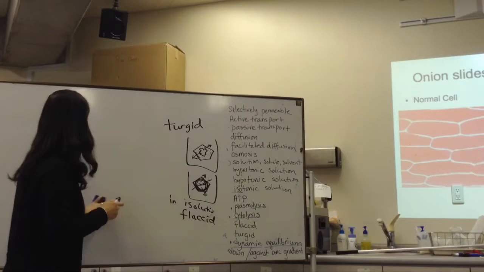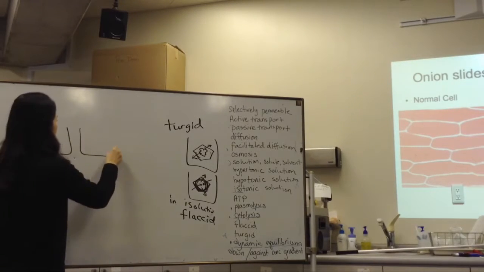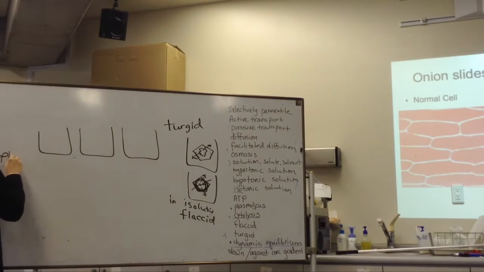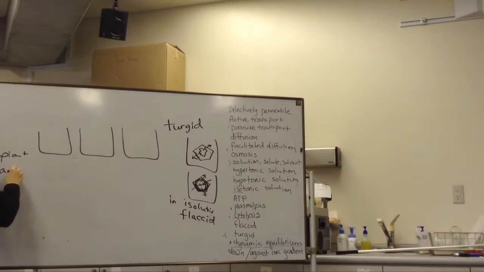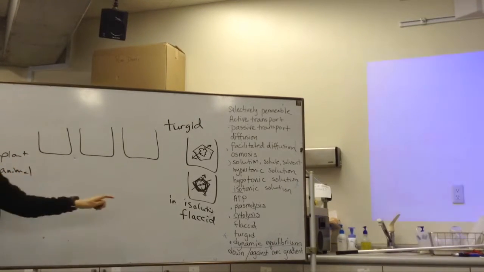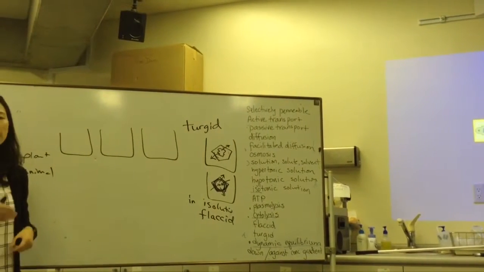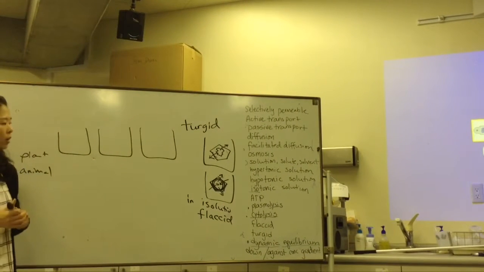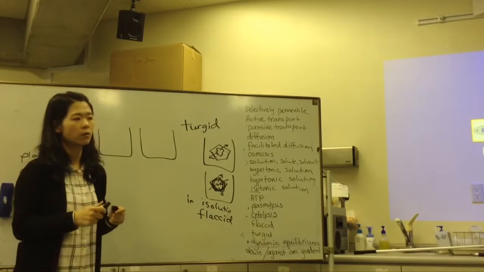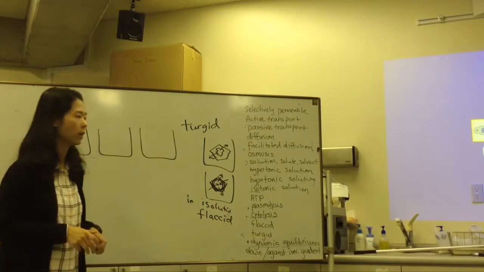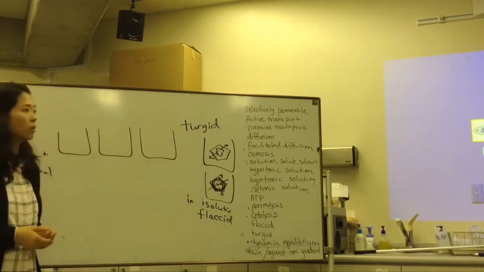In your textbook, it had the same diagram and it talked about plant cell and animal cell. Some of these words were not mentioned explicitly, but it talked about them. So you can add these two words in your vocab list, even though they're not in the textbook: turgid and flaccid.